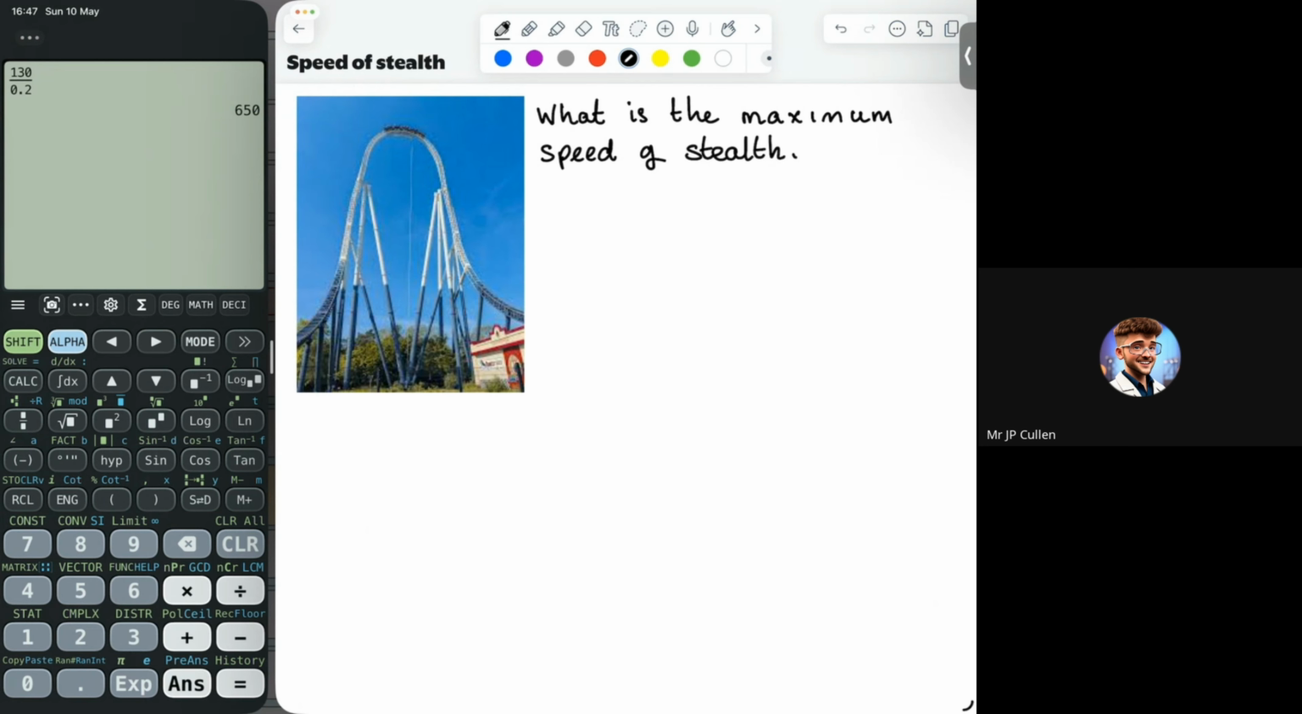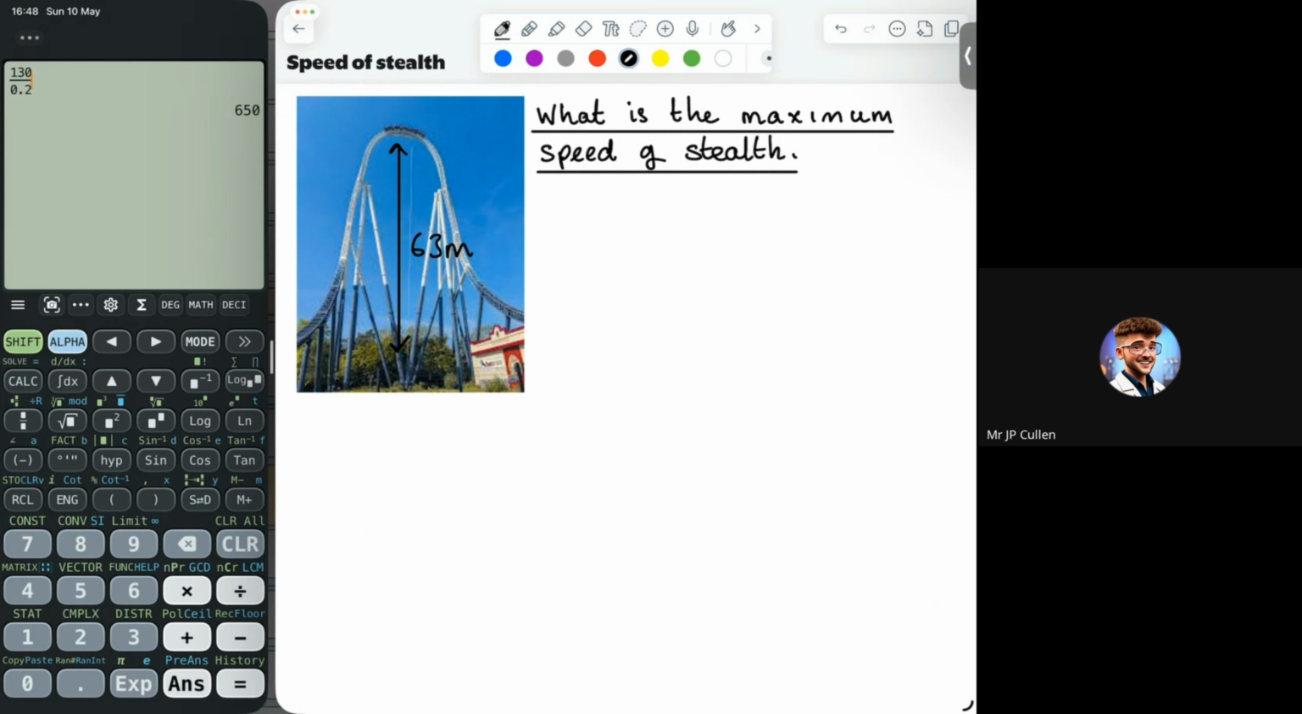Now, as sad as I am for knowing this, the height of Stealth is 63 meters. So the ride itself is 63 meters high. If you want to work out the maximum speed of the ride, you only need to know the height. But there is a caveat: in order to use the height to work out the maximum speed, all of the energy that you have as gravitational potential energy at the top needs to be converted into kinetic energy at the bottom. And I'll show you why that makes such a big difference.